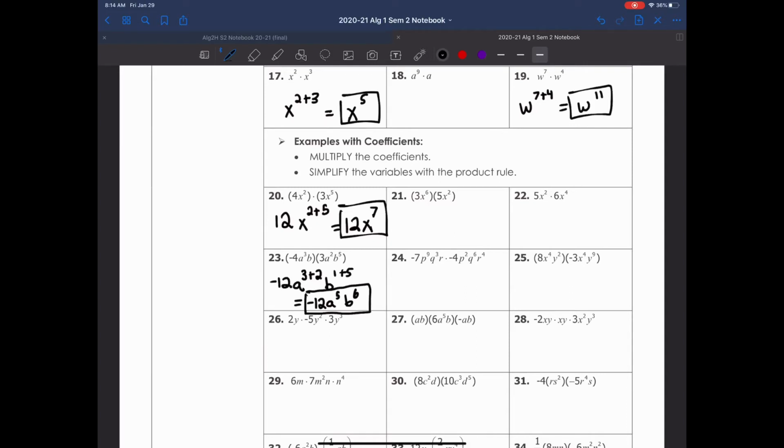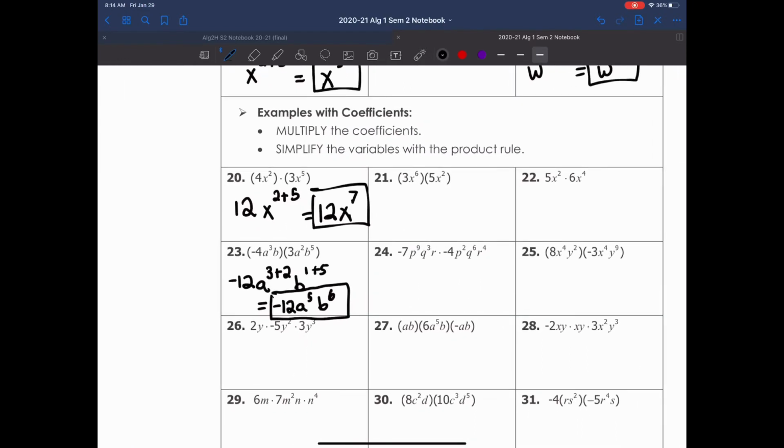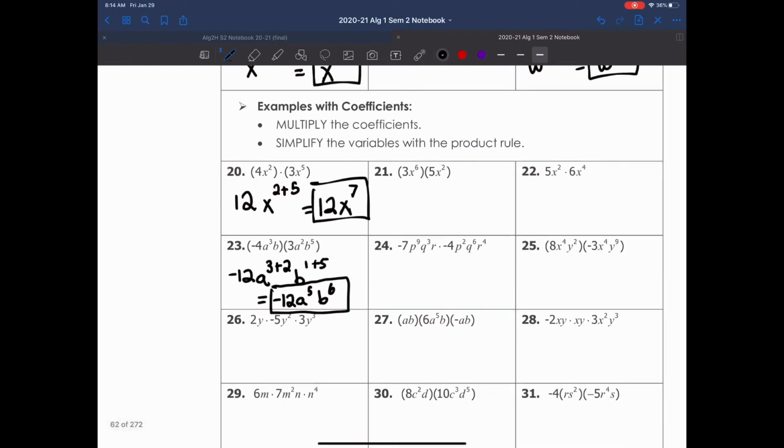Okay, let's do number 24 because I'm sure everyone's like, what is happening with number 24? 24, we have negative 7, p to the 9th, q to the 3rd, r times negative 4, p squared, q to the 6th, r to the 4th. Once again, the first thing we're going to do is multiply the coefficients. So negative 7 times negative 4. Negative times negative is positive. 7 times 4 is 28.